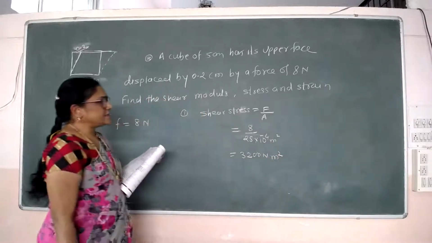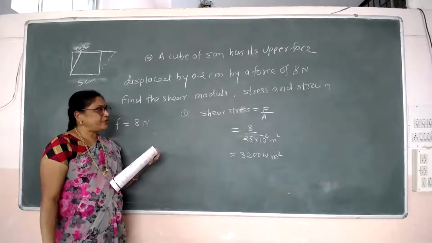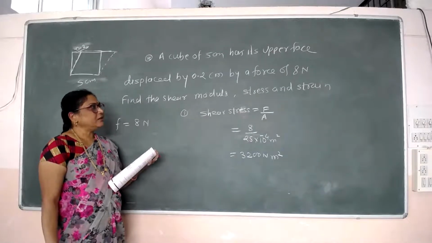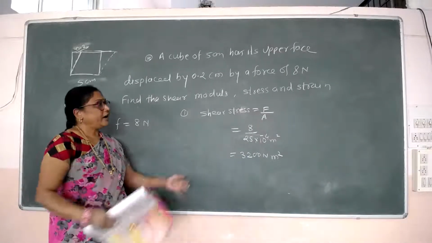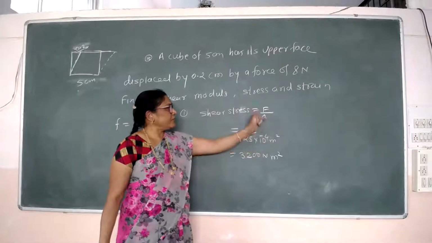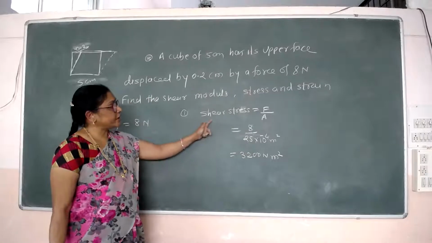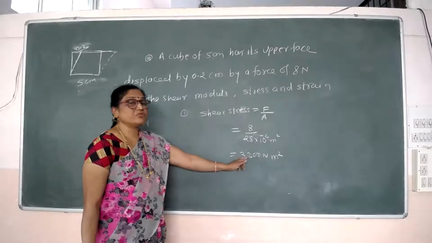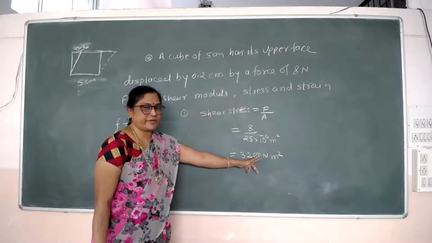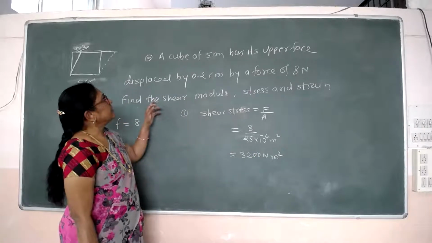So always use the SI units. The SI unit for stress is force per unit area, the unit for force is the Newton, and the SI unit for area is meter square. So in this step we calculate the shearing stress, which is equal to 3200 Newton per meter square. Then see the second part.